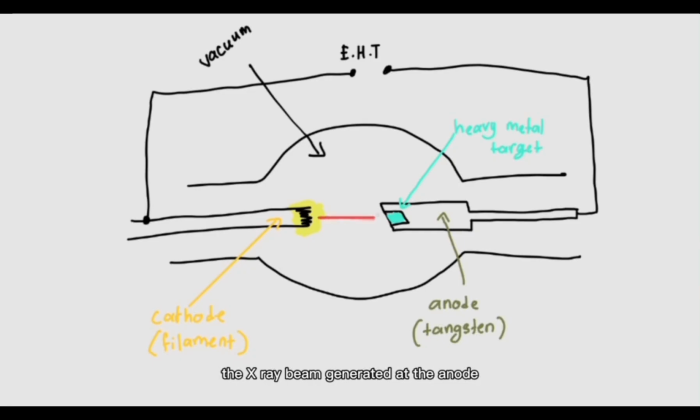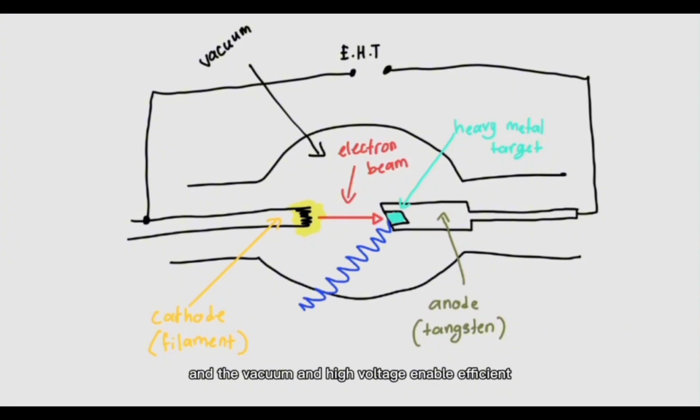The X-ray beam generated at the anode then exits the tube through the tube window and travels towards the patient or image detector. This process shows how the cathode produces electrons, the anode converts electron energy into X-rays, and the vacuum and high voltage enable efficient X-ray production.